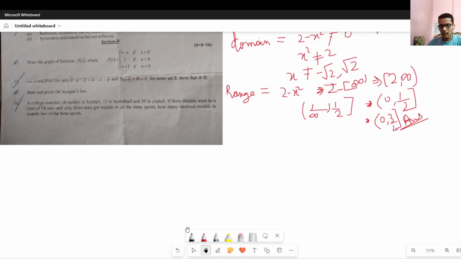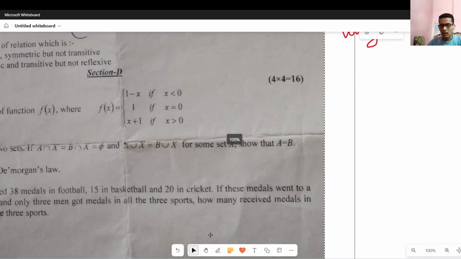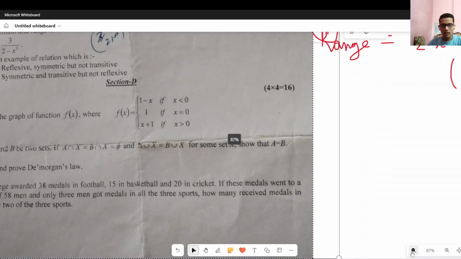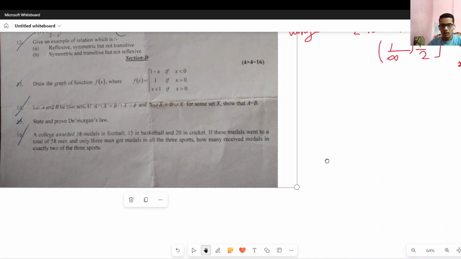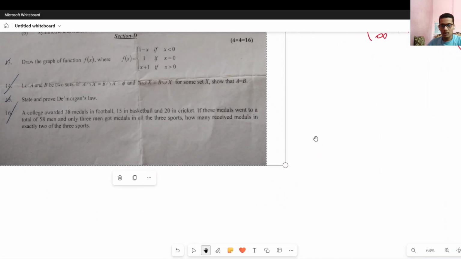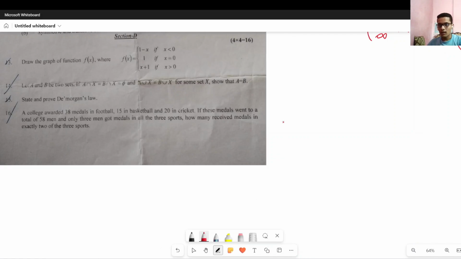Now the section D. See here, section D. First question of section D is question number 13. They are saying that we have to draw the graph of the function. See, this is our Cartesian plane. This is the Cartesian plane.